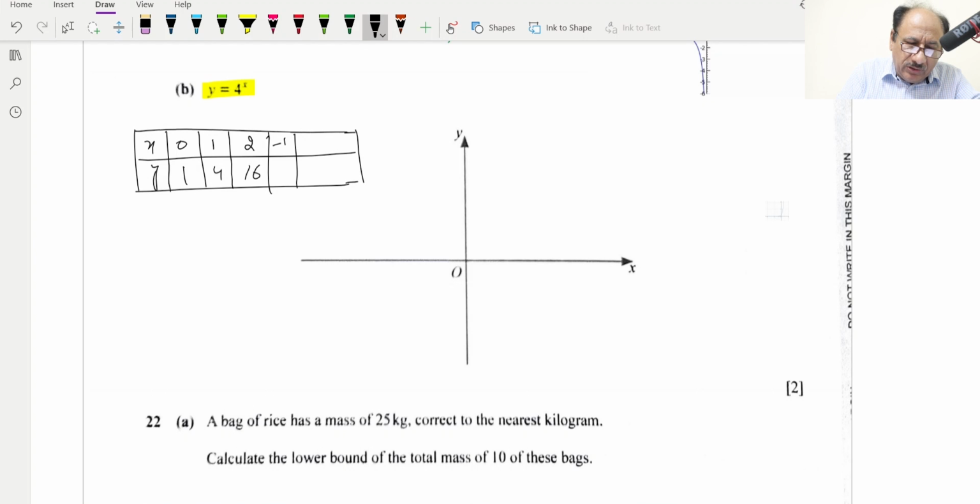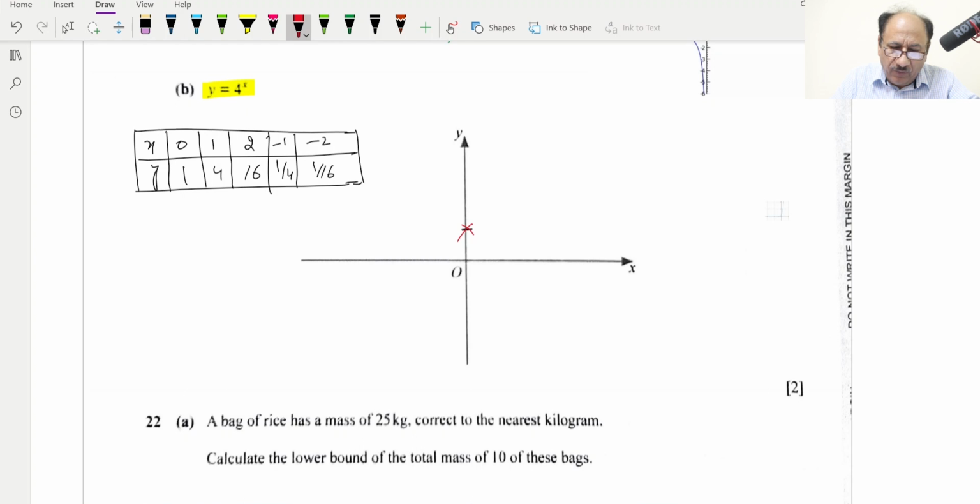For -1 it will be 1 by 4, and for -2 it will be 1 over 16, not minus. So 1 over 16, like that. So this is a small table of values which we have taken. For 0 it will be 1, so we can take this one as 1, and this will be the point.